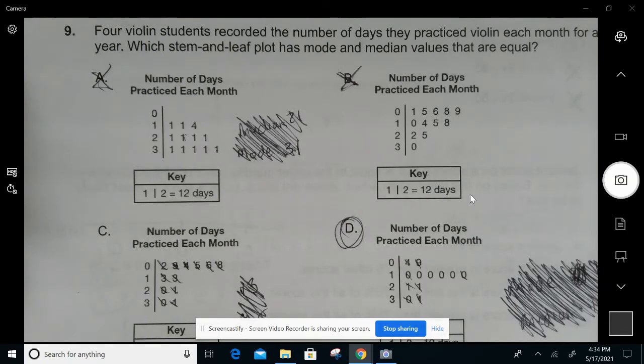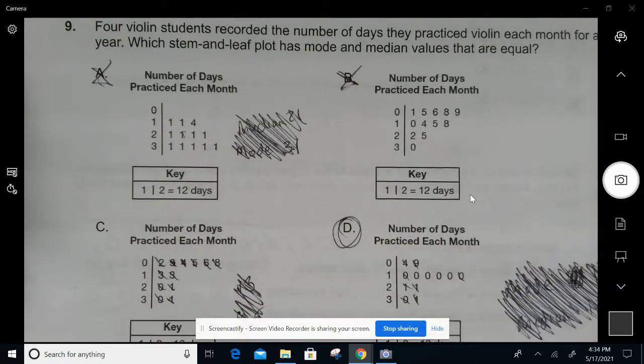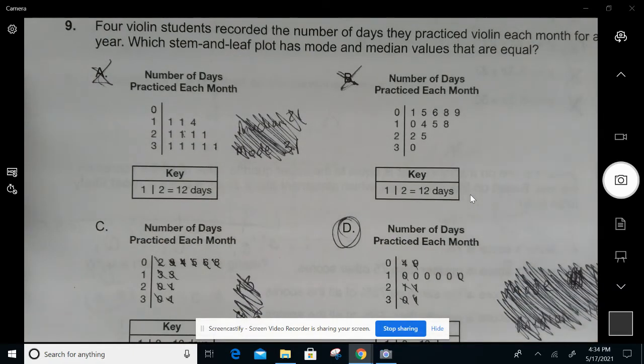So a couple things. First of all, this is a stem and leaf plot. You may run into some different looking data distributions. You might see a, what is that called? A box and whisker plot. Try your best with that.